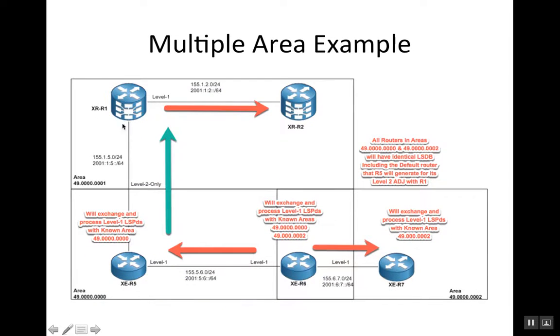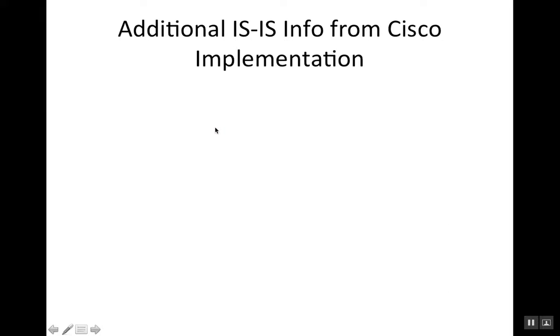So we went over the multi-area support for ISIS in the last video. We'll go ahead and go over some additional ISIS info from a Cisco implementation standpoint. Each vendor has their own flavors of how they do it. Of course, it's based off of RFC 1195, but this is going to be all based off of Cisco's implementation since I am studying for the CCIE Service Provider certification.